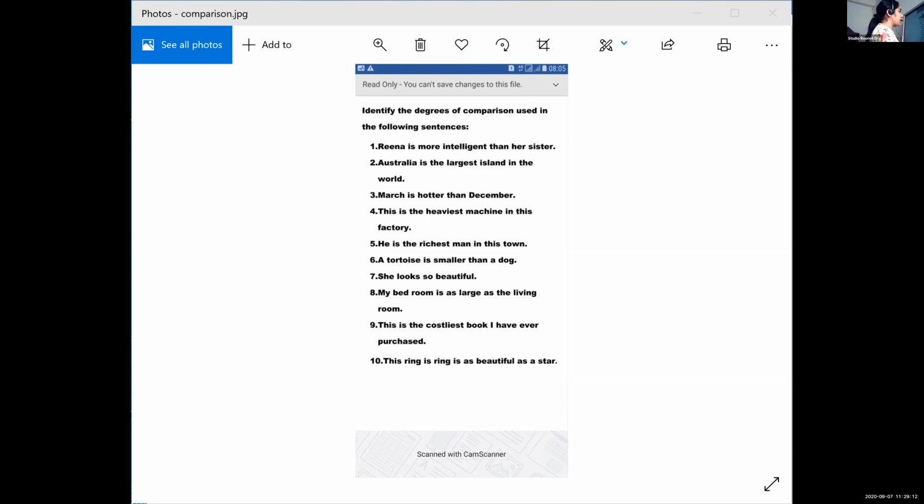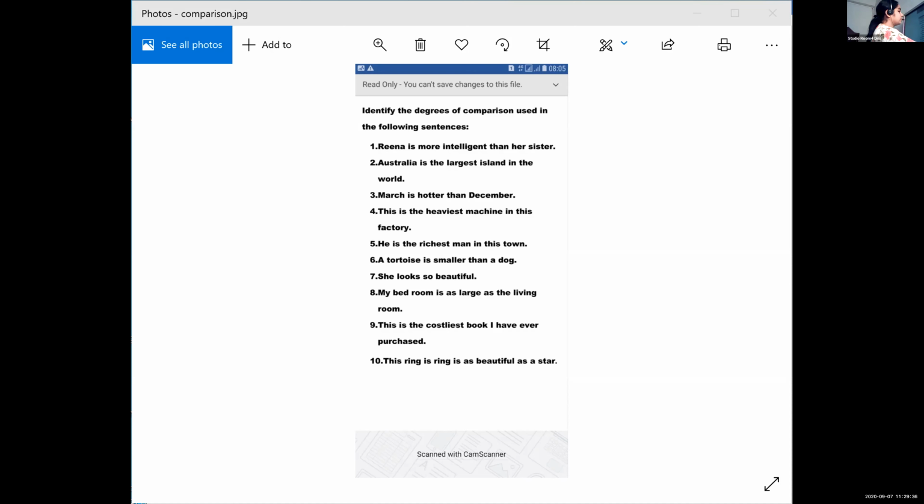Okay, here we are trying to identify the degrees of comparison. We're going to try whether it is superlative, comparative, or positive. Can you see the sentences on your screen? Okay? Many of you have turned off your video. I don't know why your videos are turned off. It's not a good practice.